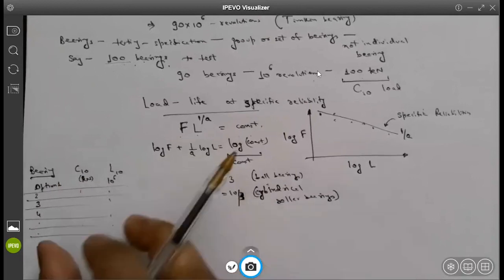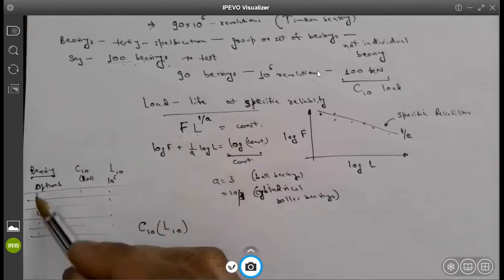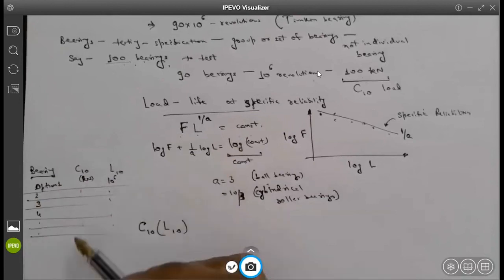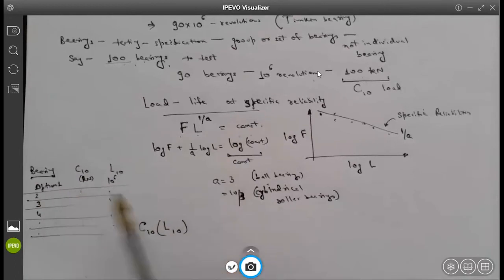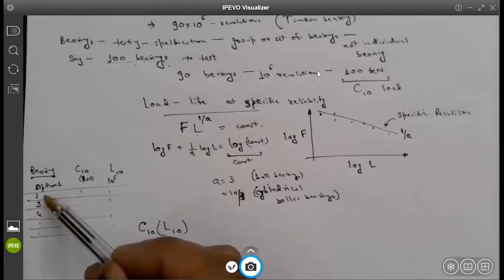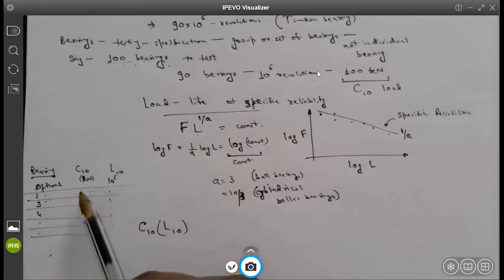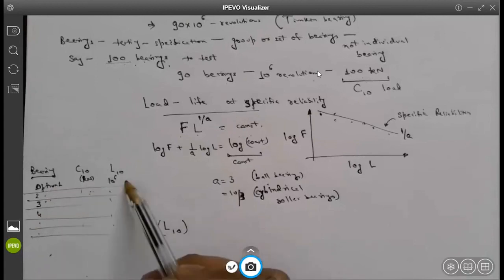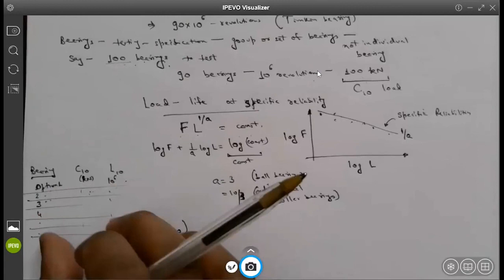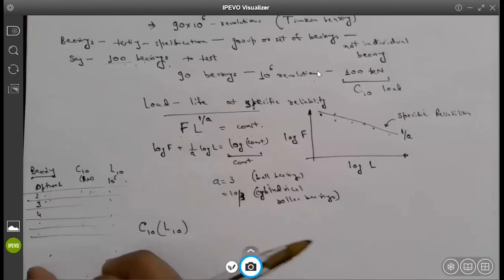So I'm taking one specific set of two or three columns in the bearing manufacturer's catalog. The manufacturer's catalog has different bearing options, and for each bearing option I have a C10 load, and the C10 load corresponds to an L10 life, which is 1 million revolutions. So this is basically the catalog I have.